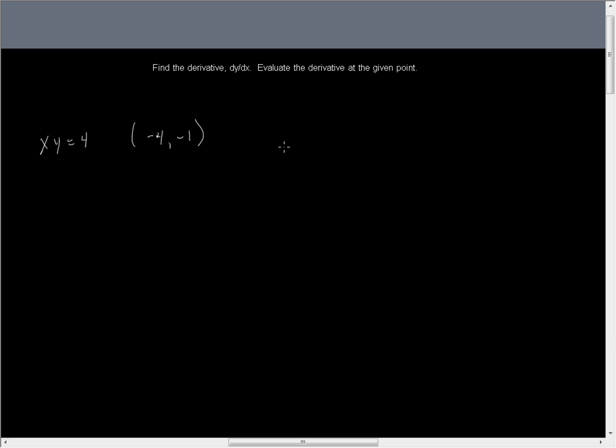First things first, we have to define the derivative. Okay, so let's go ahead and find that. The derivative with respect to x. All right, so we take the derivative of the first. This is the product rule. Derivative of the first times the second, and so we get y, plus the derivative of the second, which is y prime, times the first, which is x, is equal to 0. All right, that means that y prime is equal to negative y over x.